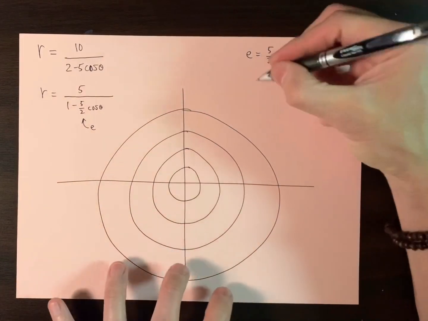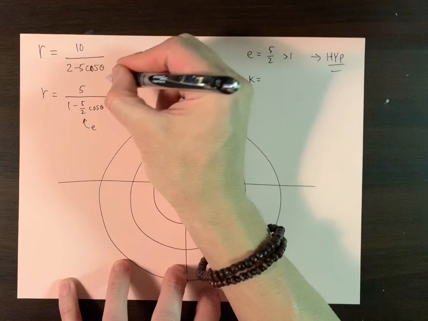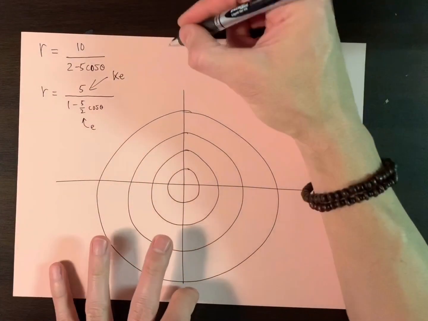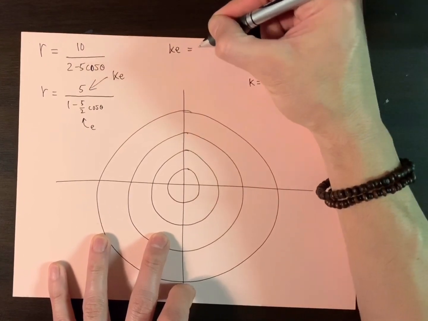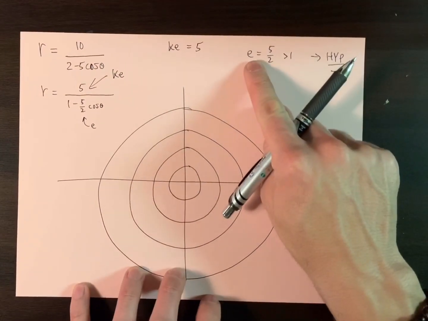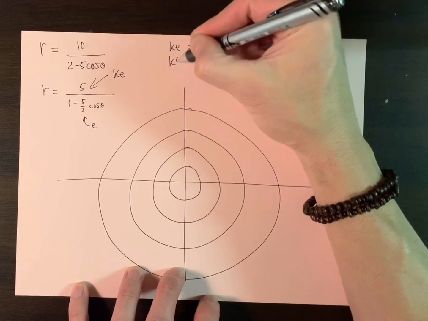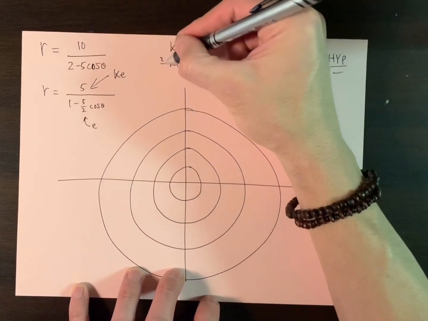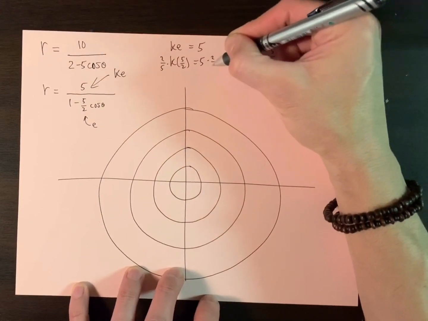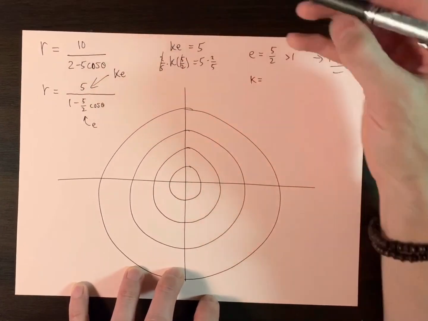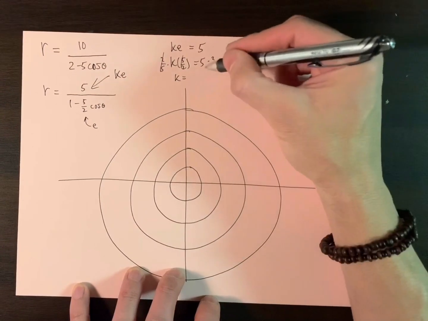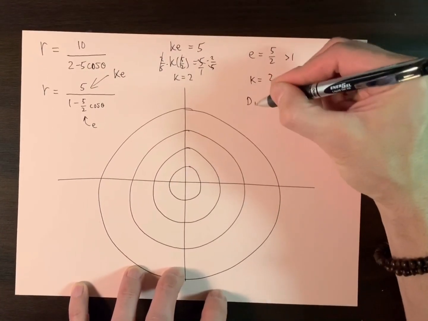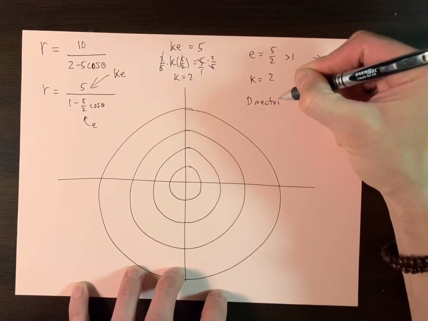Now let's find the value of K. This is KE, right? So we have KE equals 5, but we know what E is. E is 5/2. That gets plugged in here. To get K alone, I multiply by the reciprocal, 2/5. Those are gone. K equals 5/1, the 5's are gone, it's just 2. K is 2.